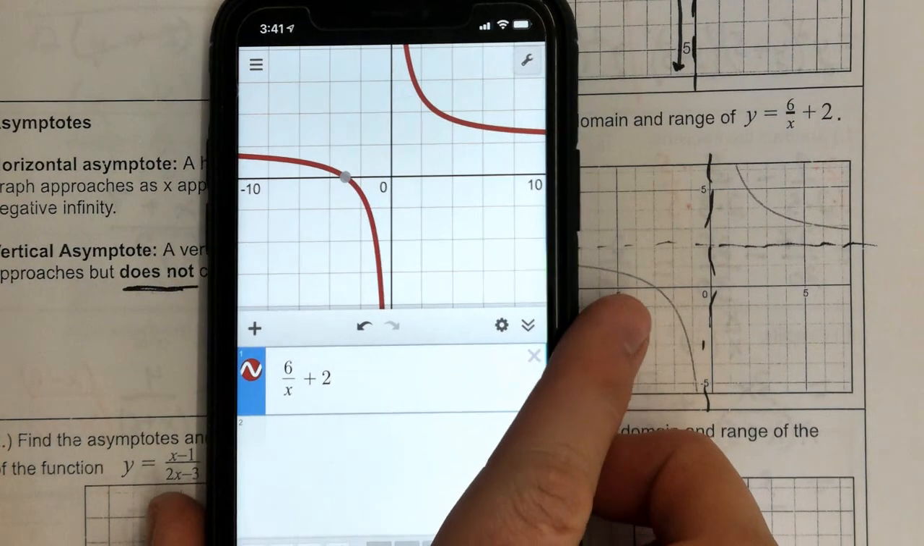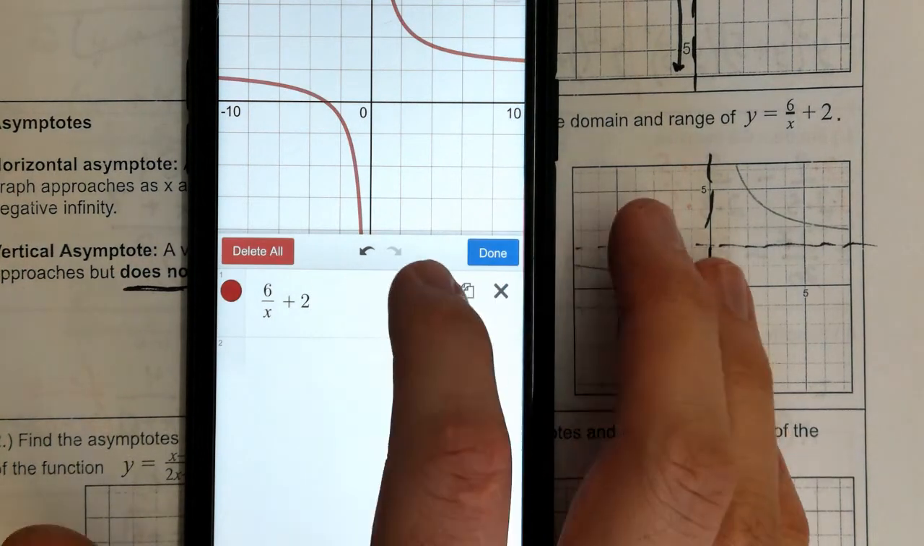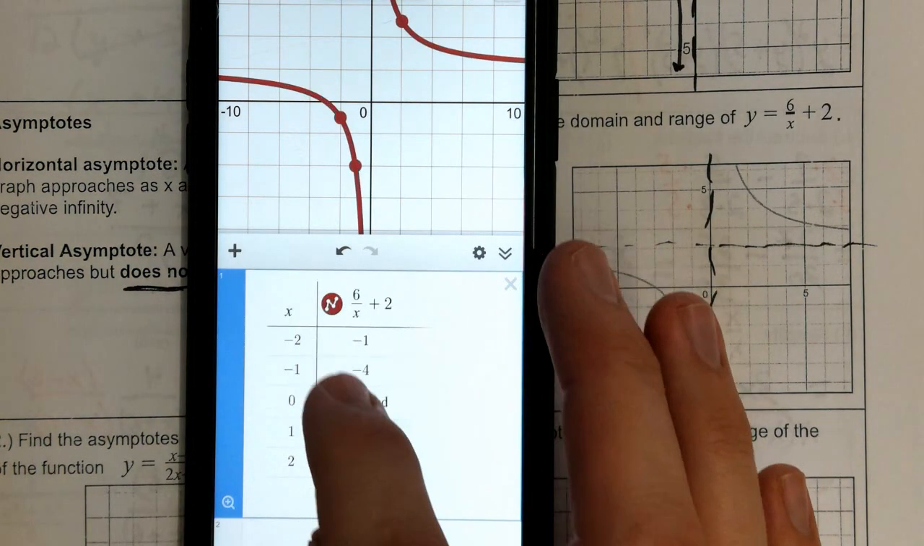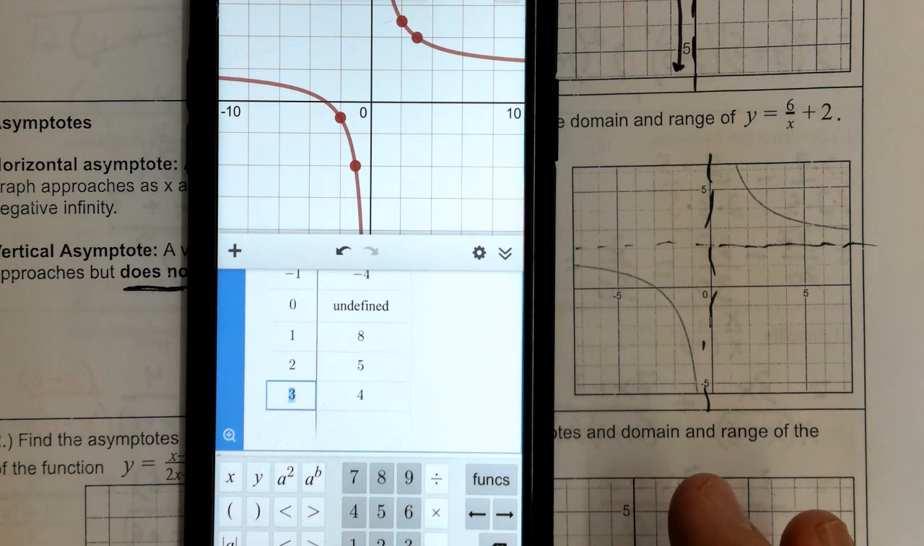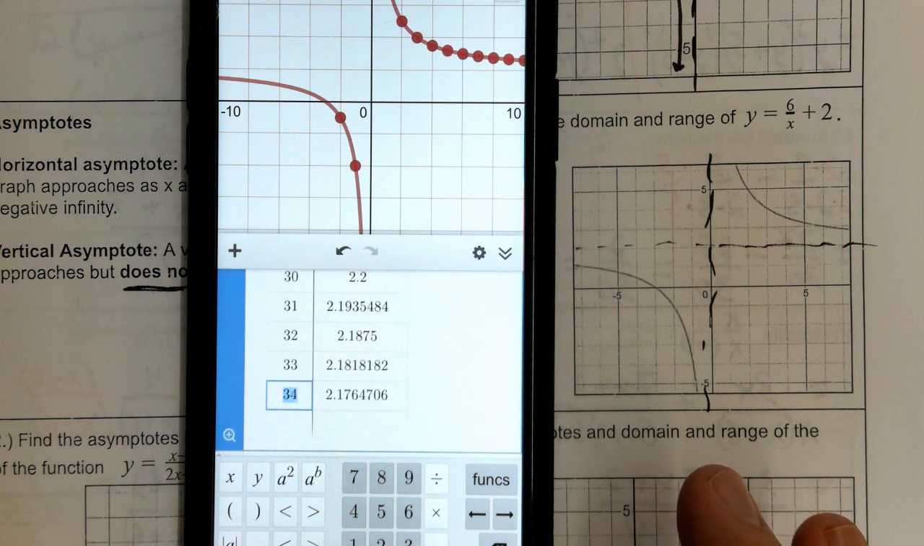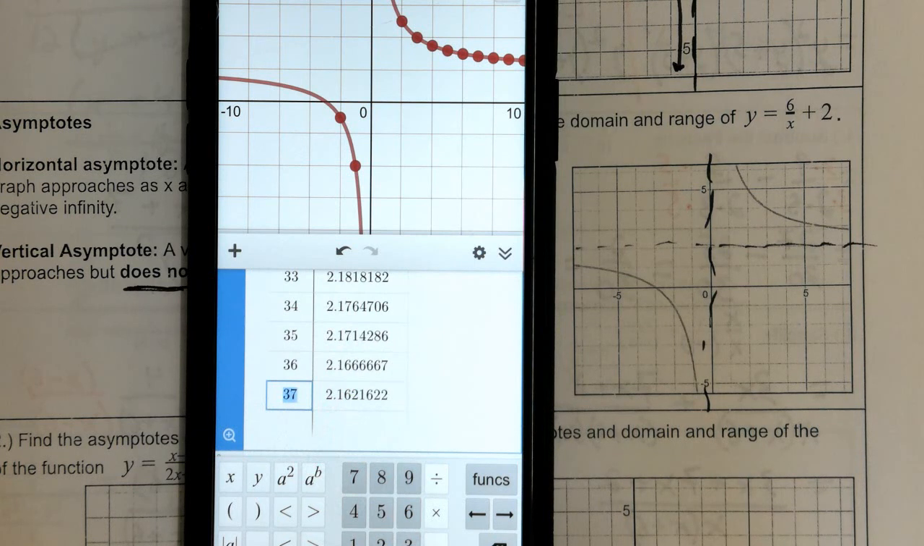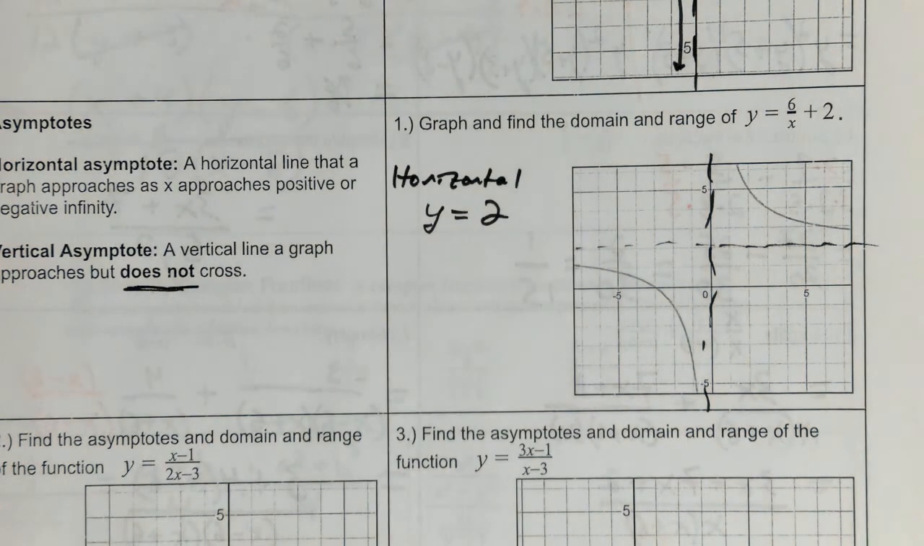You can also look at the table. So if you take this and turn it into a table and you look at larger numbers for x, so we can just keep going up here, you'll see that the further you move to the right, the y values get closer and closer to 2. Okay, so that's another way that you can figure that out.